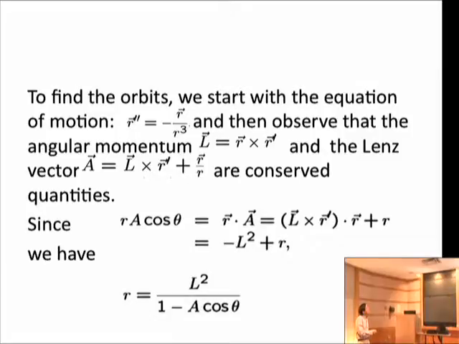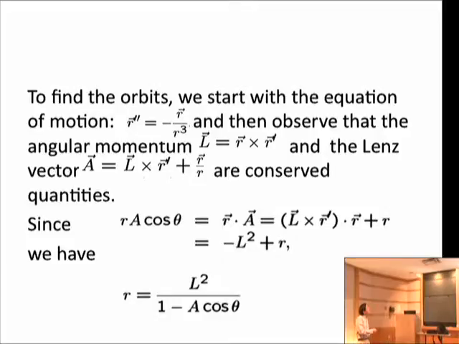This is always conserved. But what's amazing about this inverse square law is you have an additional conserved quantity, namely this vector. It's L cross linear momentum, but mass is 1, so it becomes velocity, plus the unit vector of the position vector r. So r is the position vector, and scalar r is the length of the position vector.